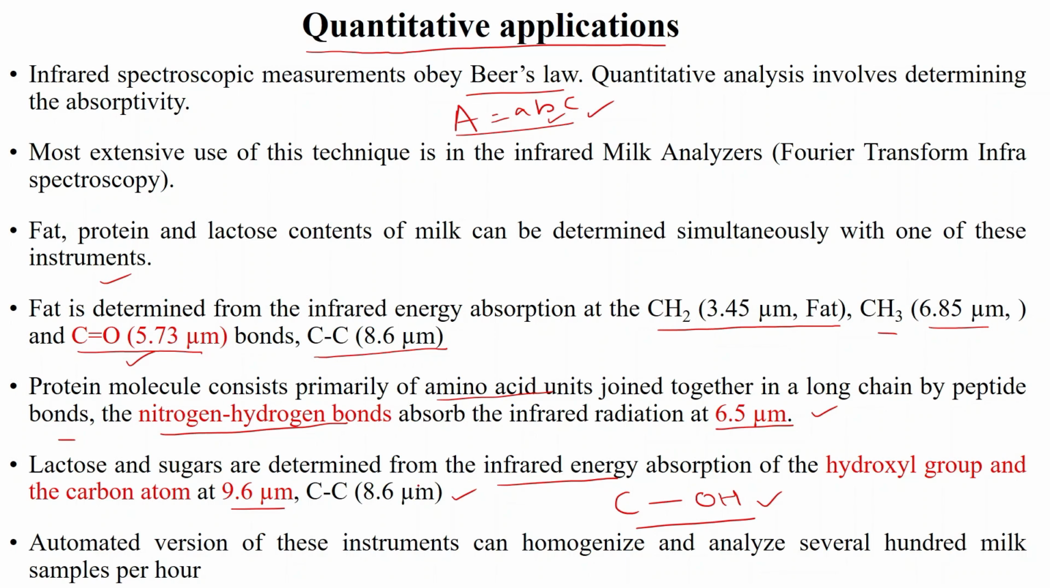First we calibrate the equipment, and then from the models that have been obtained, we are able to analyze the concentration of the molecules. The automated version of this equipment can homogenize and analyze several hundred milk samples per hour; in industries these are available. That is why we say that the analysis time is very short in the case of FTIR instruments.